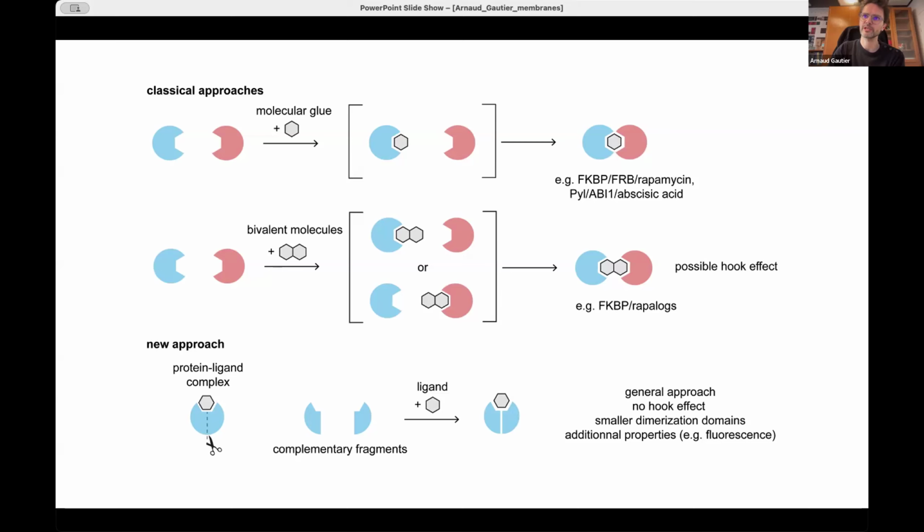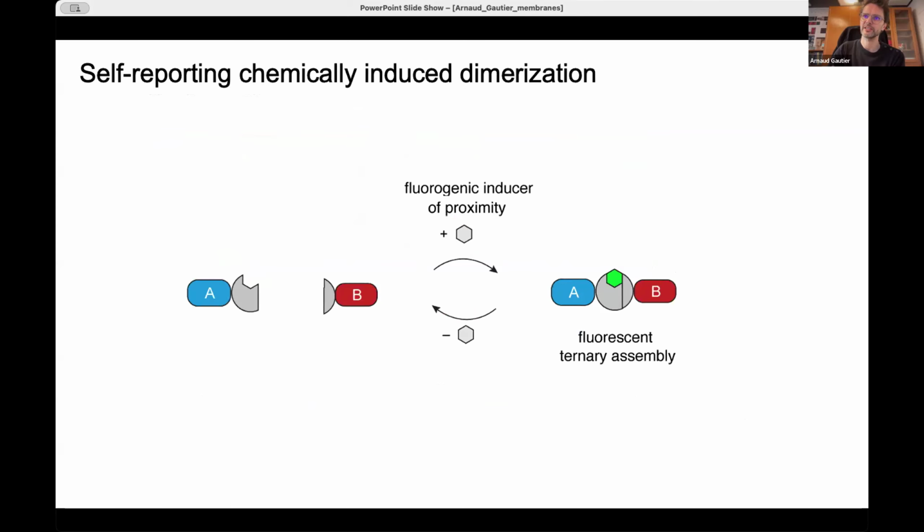And the one additional property we were interested in is to add fluorescence in the process and to develop a system where, upon chemically induced dimerization, you would have a fluorescence readout that could be used to really certify that the dimerization process occurred. And to do this, the idea is very simple. It's to develop a chemical inducer of proximity that would become fluorescent upon dimerization of the two dimerization domains.